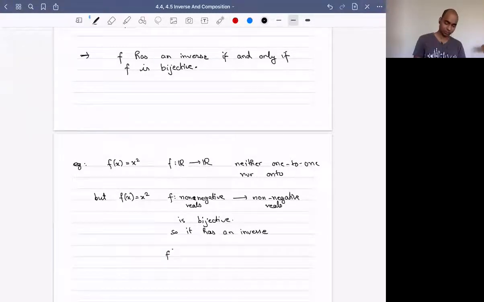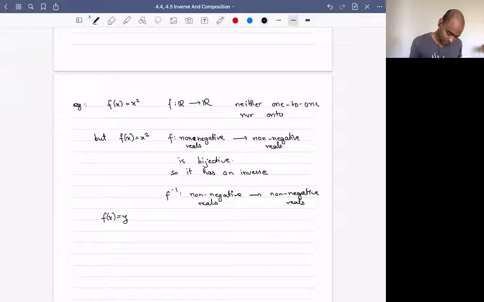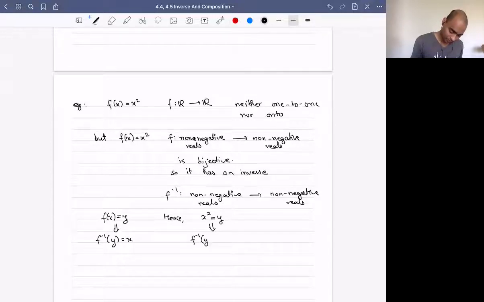And the inverse will swap the target and the domain. In this case, they're both non-negative reals. And what will be the inverse? I want to swap the target and the source. So if I have f of x equals y, then I'll get f inverse of y equals x. So expanding this out, if x squared is equal to y, then f inverse of y is equal to x, and the standard notation for this is the square root.